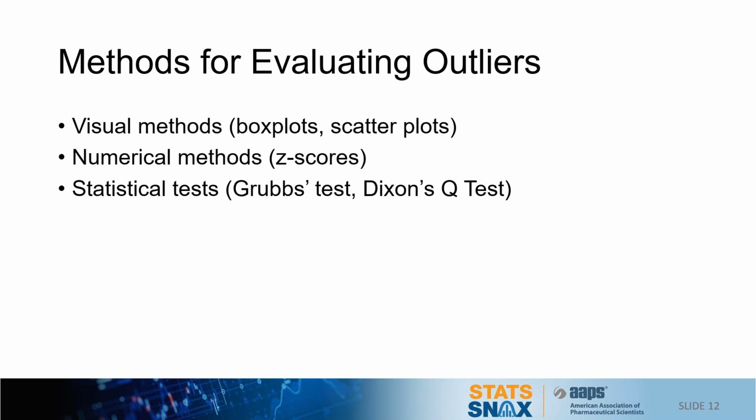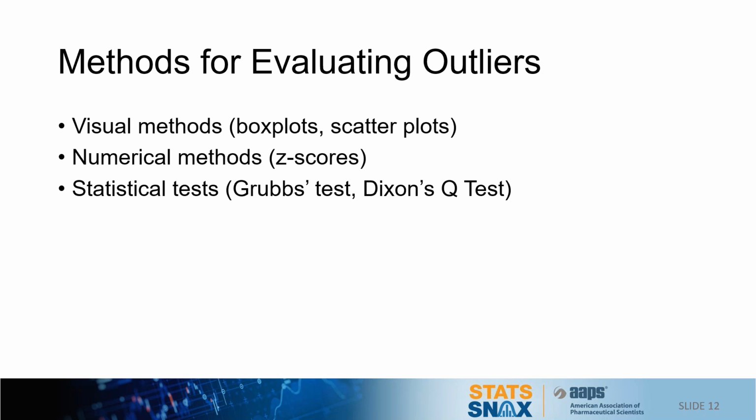Before assessing for outliers, it is best practice to check and confirm the data is on the appropriate scale. Data that is better suited for a log transformation that is not transformed will have data points that appear as outliers. Once this has been checked, statisticians use a variety of methods to determine whether a data set has outliers. These methods include visual methods such as box plots and scatter plots, numerical methods such as z-scores, and statistical tests such as Grubbs' test and Dixon's Q-test.